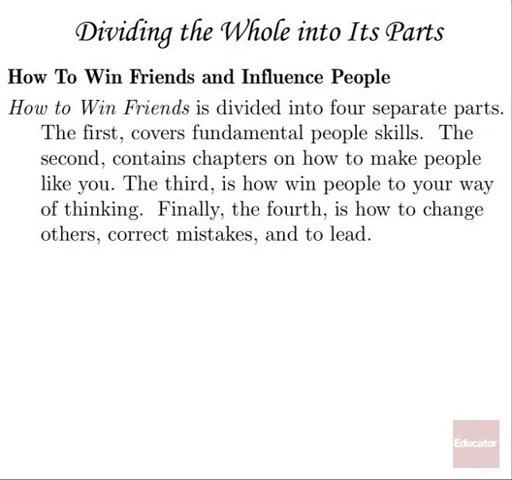Now we're going to divide this whole into several parts, and we're also going to pay attention to how it's organized. So let's go with How to Win Friends and Influence People again. How to Win Friends is divided into four separate parts. The first covers the fundamentals of people skills. The second contains chapters on how to make people like you. The third is on how to win people to your way of thinking. And finally, the fourth is how to change others, correct mistakes, and to lead.